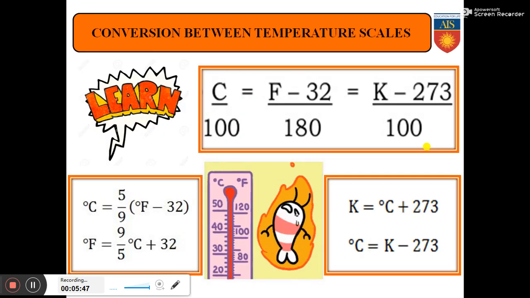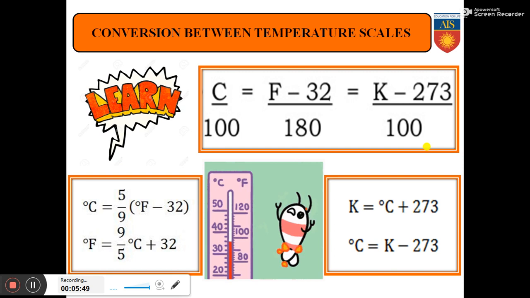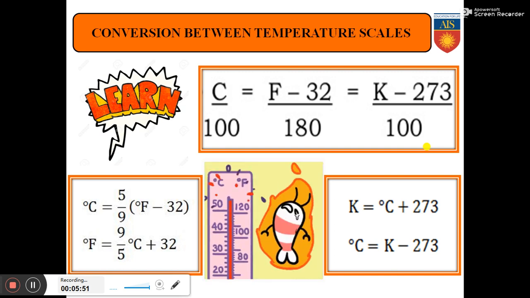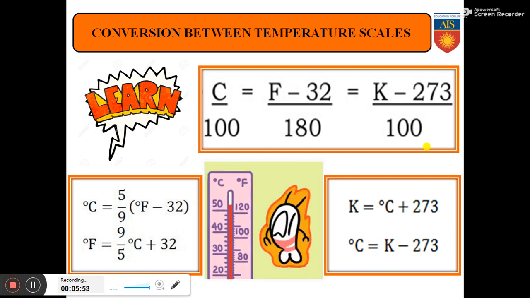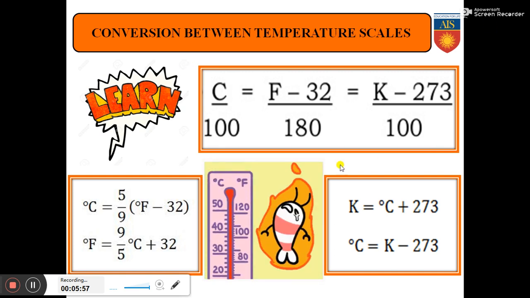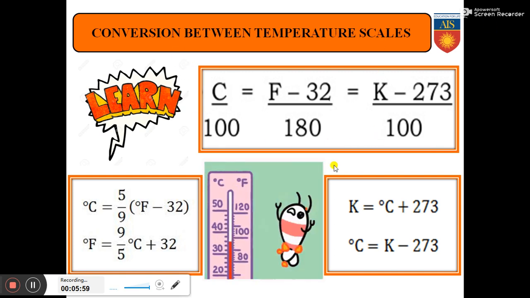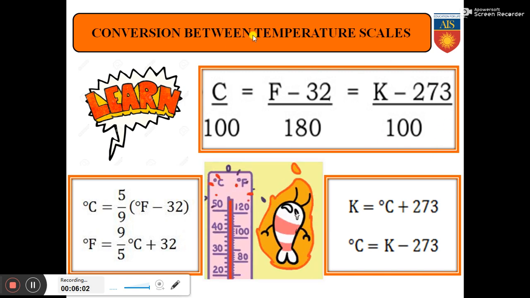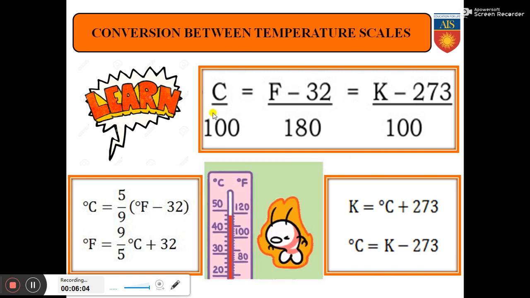Do not get panicked after seeing this particular slide. It might show a lot of formulas, but you will have to remember only one or two in order to get the numericals solved. Now, if the question is to give a particular formula to show interconversion between all temperature scales, this is the particular formula that you are supposed to be using.